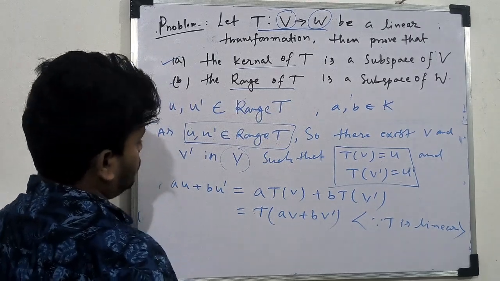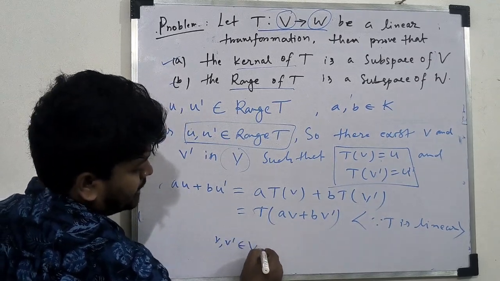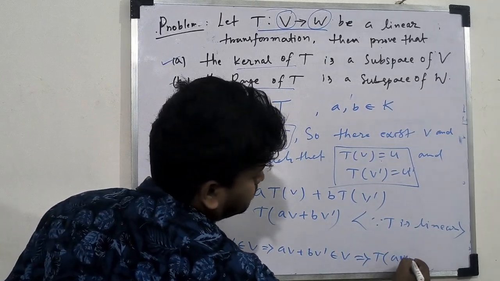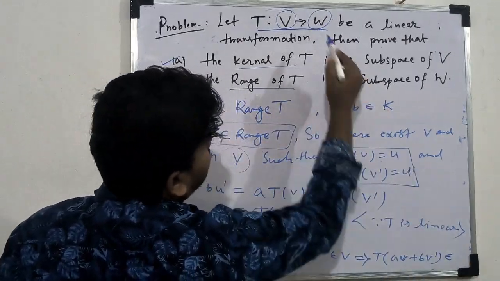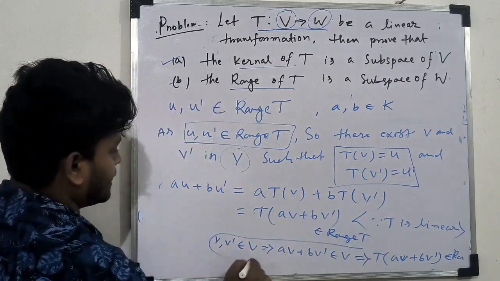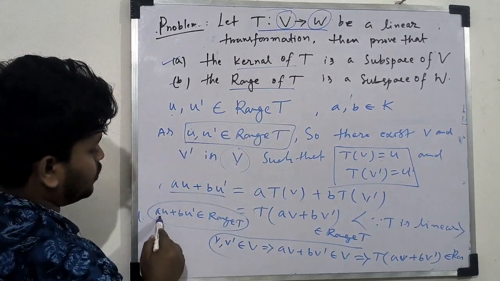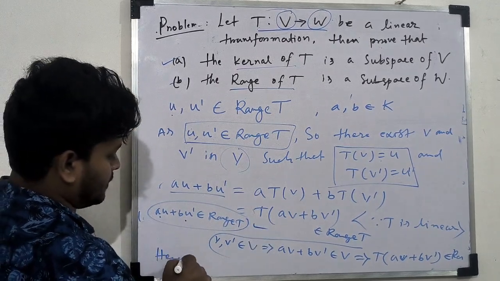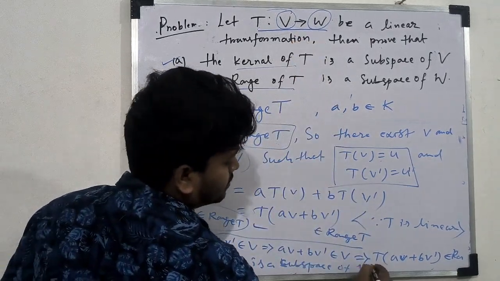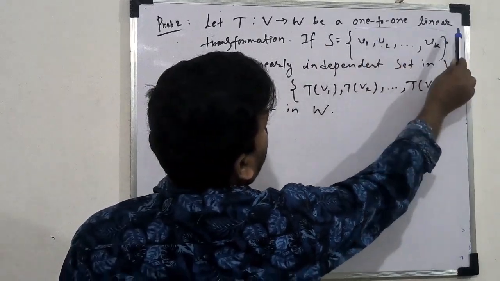Okay? So you know V is a vector space, so therefore as v and v dash belong to V, so av plus bv dash belongs to V, and this implies T of av plus bv dash belongs to range T. So therefore au plus bu dash belongs to range T. So you take u, u dash belonging to range T and you prove au plus bu dash belongs to range T. So therefore you can conclude this range T is a subspace of the vector space W. Okay, that's it.